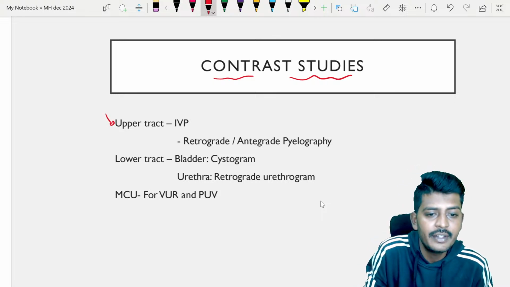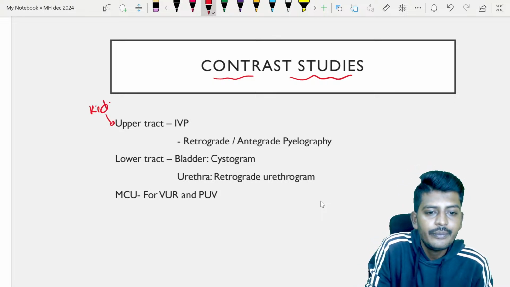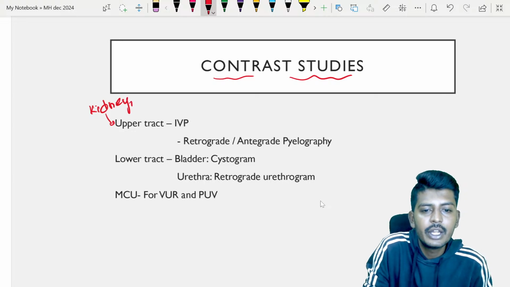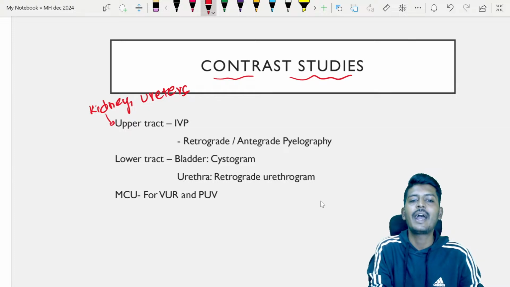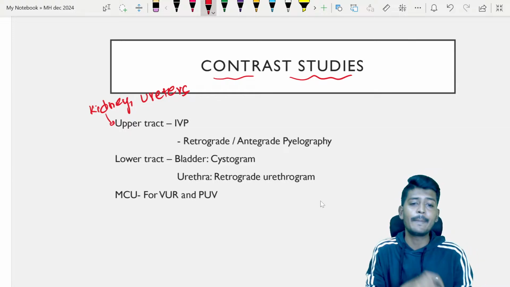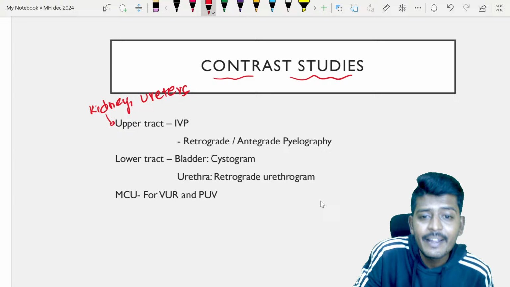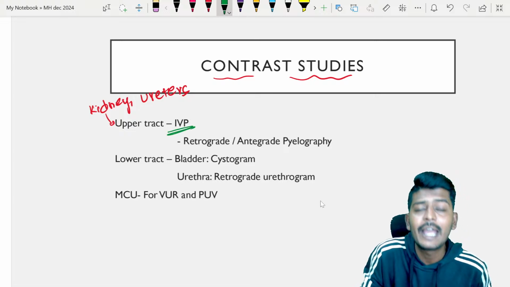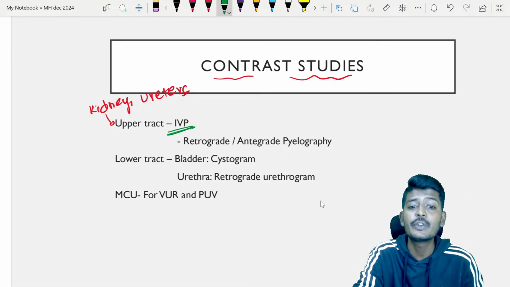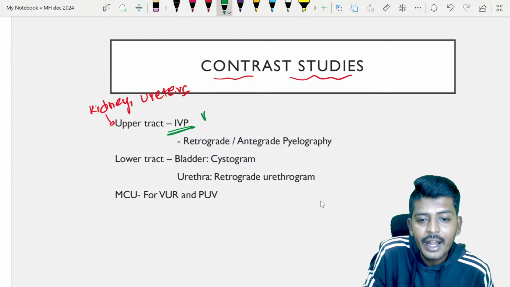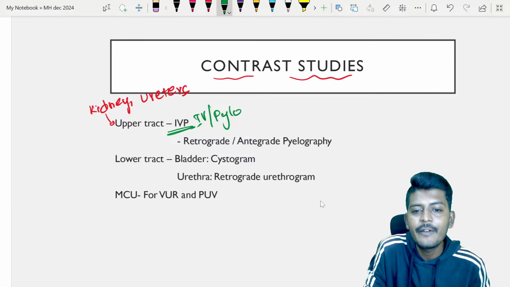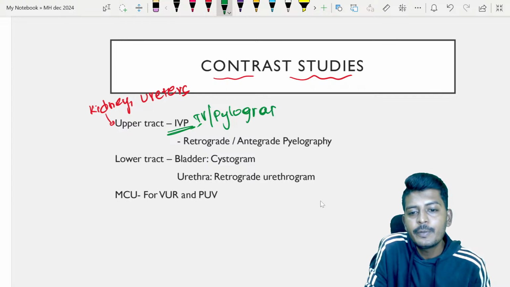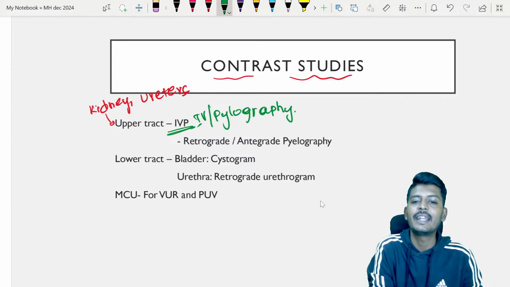For the upper urinary tract, that includes your kidney and your ureters. To study the kidney and ureters we have IVP. What is IVP? Intravenous pyelography. Now, intravenous pyelography is which type of investigation?